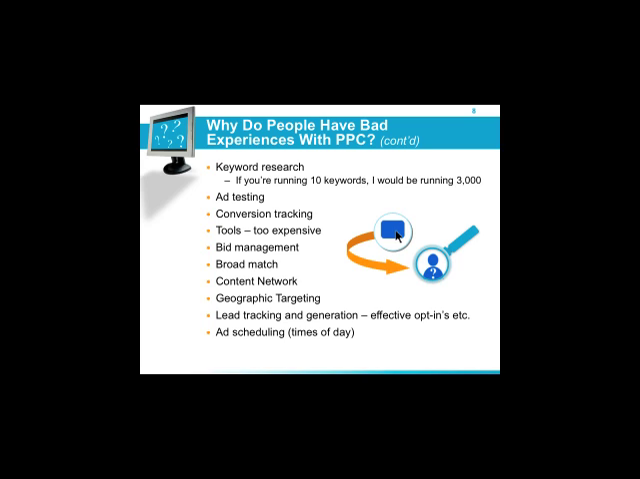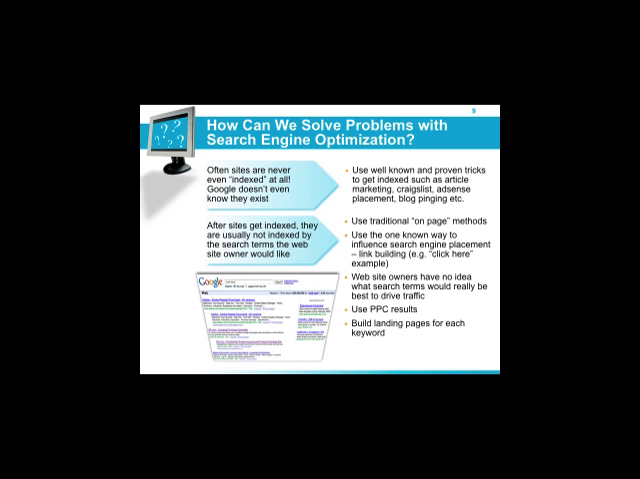You need to understand how to do bid management. In other words, you need to spend as little as possible for each ad while still retaining ad effectiveness. That's called bid management. You need to understand how to do broad matching, figure out which content networks to advertise on, geographical targeting, lead tracking and generation, ad scheduling. You need to understand all that.